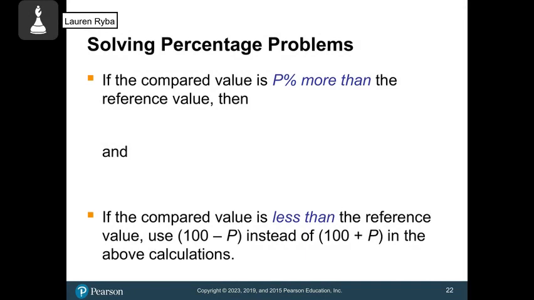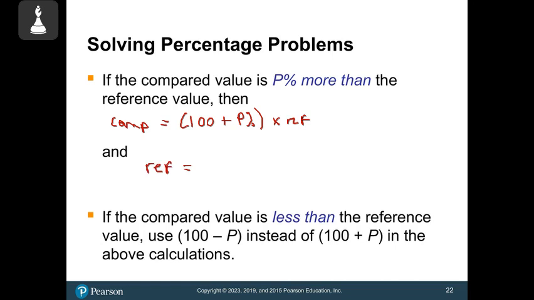So, what do we do when we want to solve some percentage problems? Well, if the compared value is p% more than the reference value, then we're going to use this concept here of taking our compared value equal to 100 plus our percent times our reference value. And we basically did that with the 25% off sale, except that we did subtraction here because it was less than, and that's what it says down here. So if it's asking less than, you're going to use minus instead of plus. So more than, you'll use plus, less than, you'll use a minus sign. And then we can also rearrange this equation to find the reference value as the compared value divided by 100 plus p.